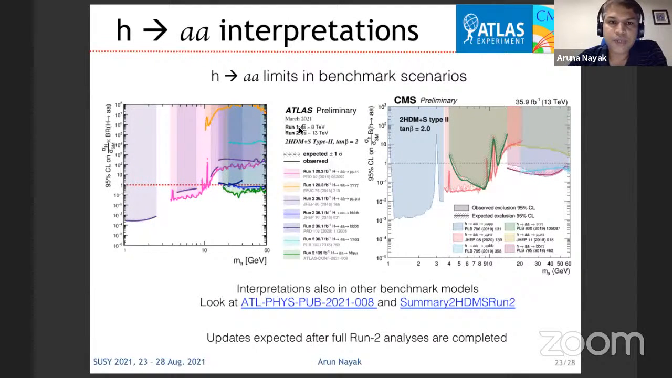Okay, this is the interpretation of all the Higgs to AA searches. There are many searches. The latest ones are this Higgs to BB mu with full Run 2 data. You can see that we are closing the gap in terms of cross-section times branching fractions. This is interpreted in a two Higgs doublet model plus singlet, type 2, with tan beta equal to 2. Other interpretations are also available in other scenarios.